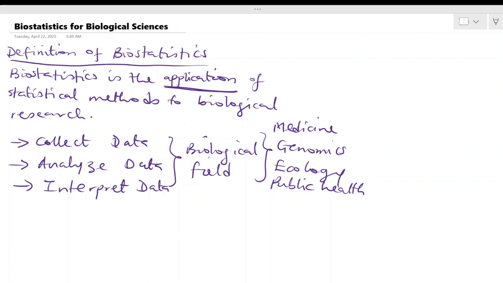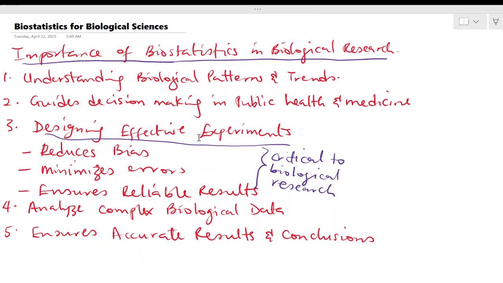So in our next slide, we begin to look at why biostatistics is important in biological research, of what use it is actually, and we'll be looking at that right at the next slide. So we see the importance of biostatistics right here, and the number one on our list is understanding biological patterns and trends.